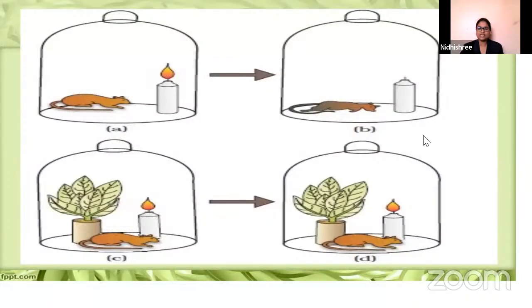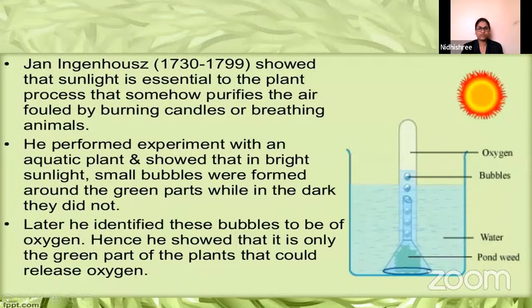Here you can see the sequence of Priestley's experiment. See here, bell jar, then burning candle, then mouse. When the candle is not lit, the mouse dies. Then when the plant is kept, the candle is also burning and the mouse is also alive. Like this, Priestley proved that oxygen is necessary for living. Then we have certain experiments regarding the release of oxygen by plants.